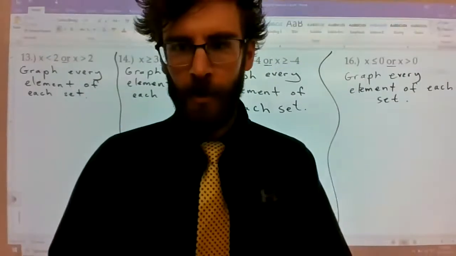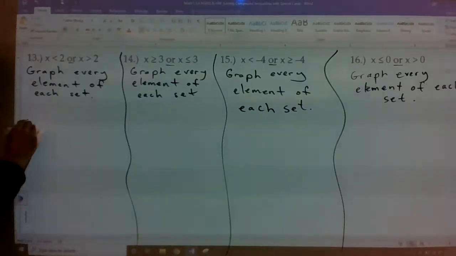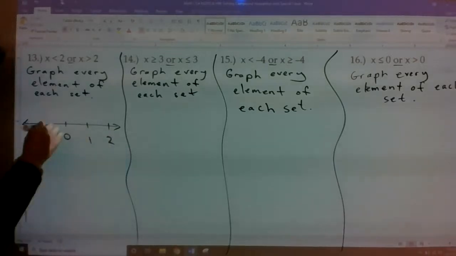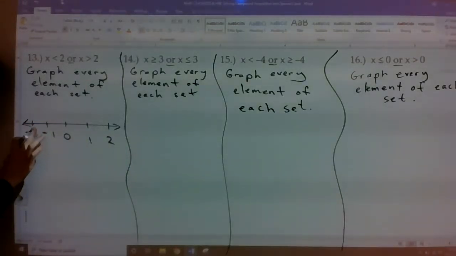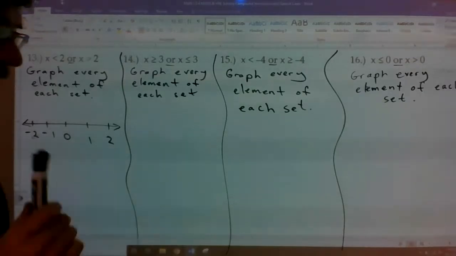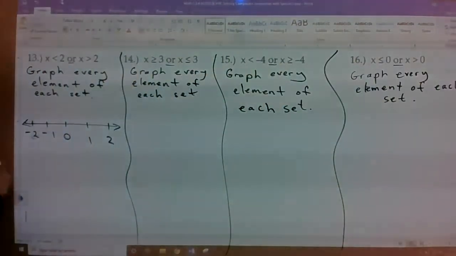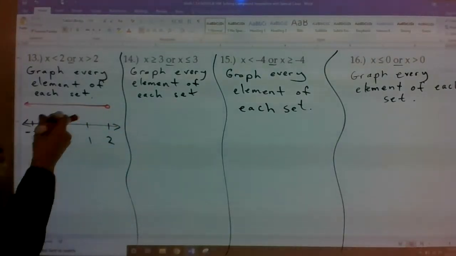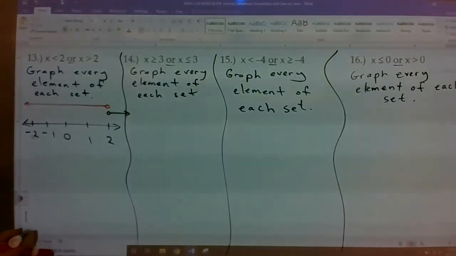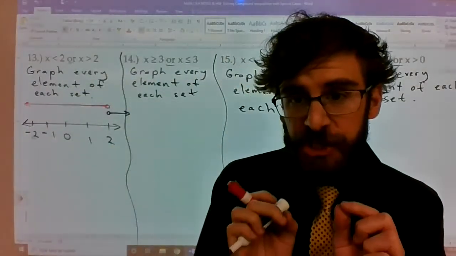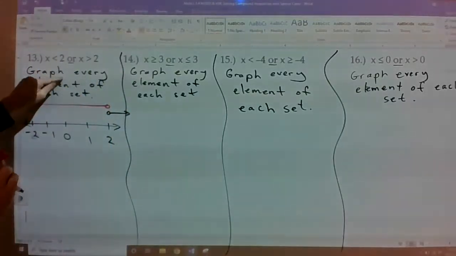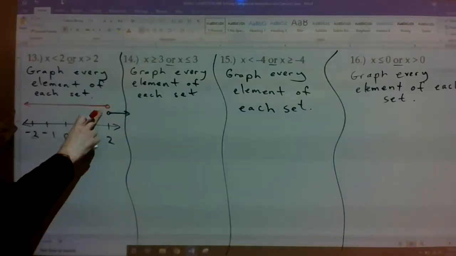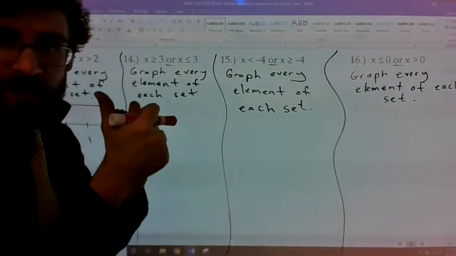Okay, so our first graph on the number line. In red ink, I'm going to go x is less than 2. In black ink, I'm going to go x is greater than 2. It's not what they share, but the elements of each solution set. So, everything in red is good. Everything in black is good.